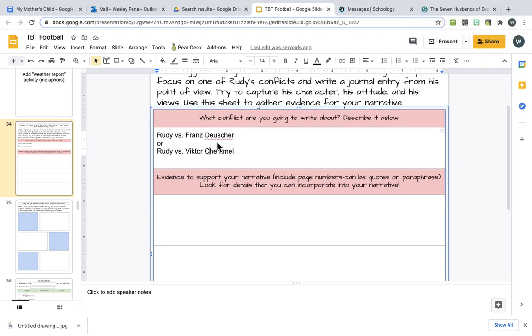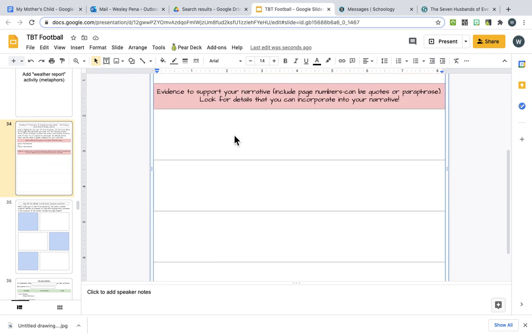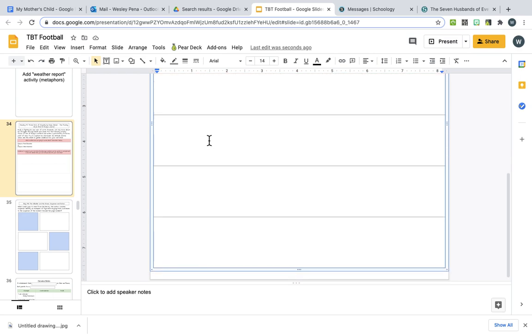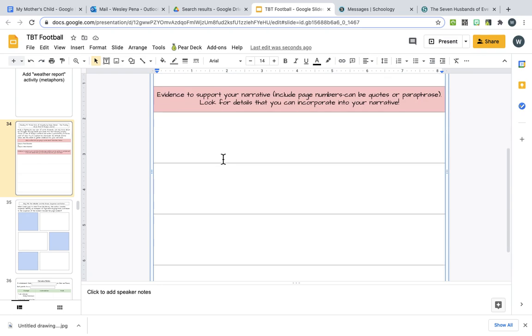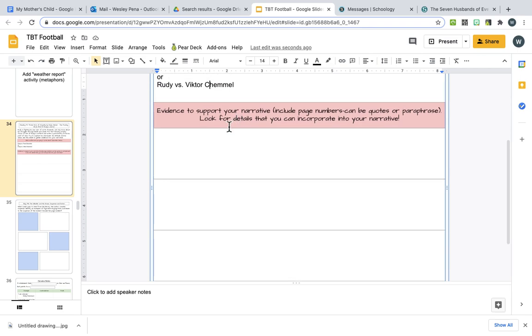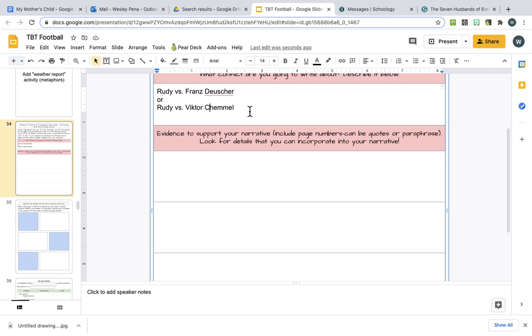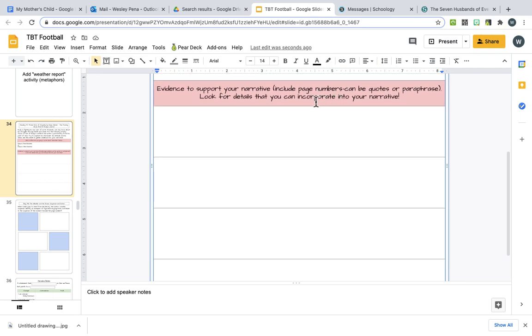So, once you've picked which one you're going to write about, just write it into your box. And then go back through those pages in the story and look for evidence that you can use to support your narrative. Because we want our journal entry to be based on the story. We don't want it to just be made up out of your own head. So look for details about either these two boys or about what happens that you can incorporate. That means include or work into your narrative. And so you'll just write those here.